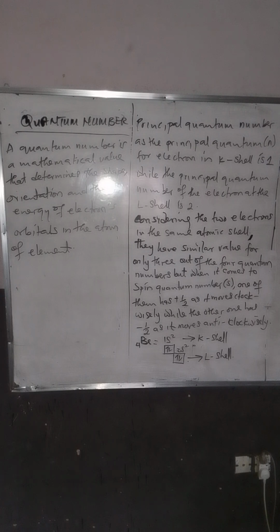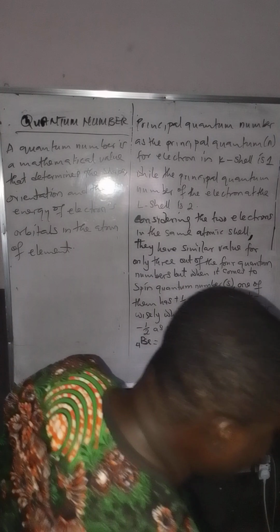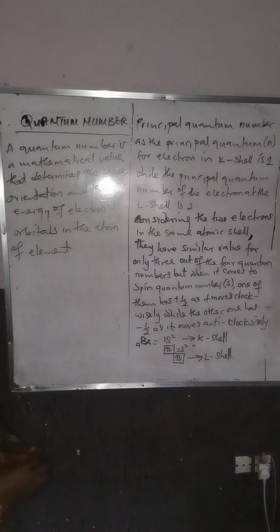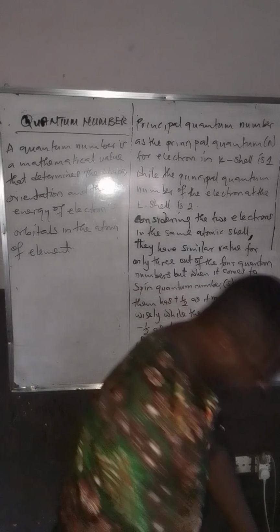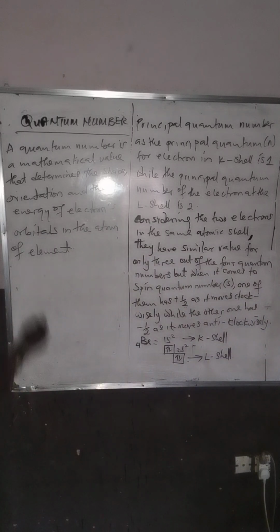And it does 3 things. It determines the shape. It determines the orientation. And it determines the what? It determines the shape, the orientation, and the energy of the orbital containing what? The electron.